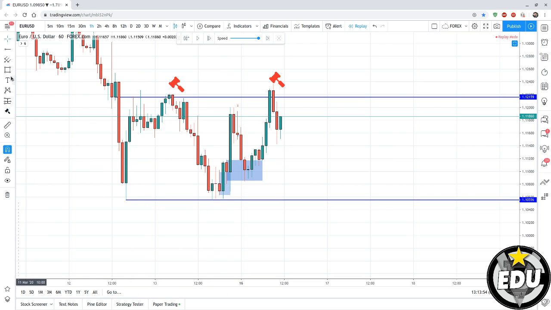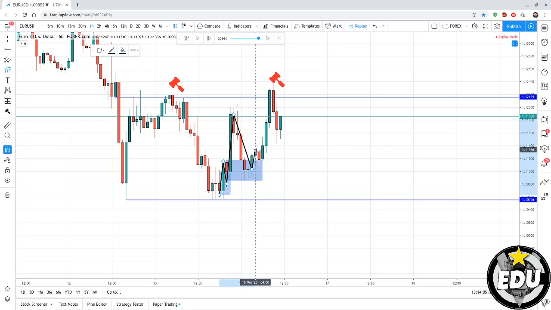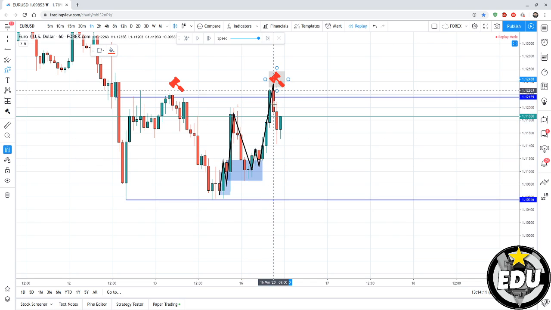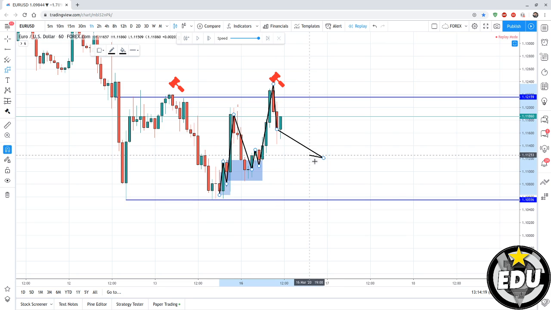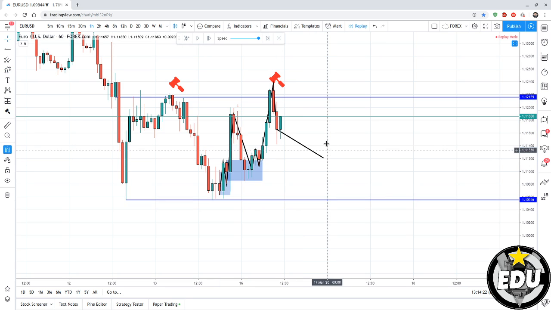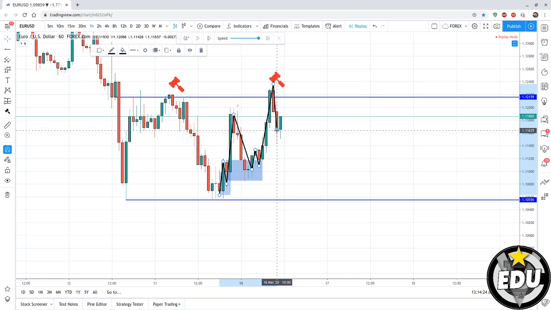So the price goes up from the demand, comes back to retest demand and goes up, comes back to demand and goes up, comes back to demand and goes up, comes back to demand here or not. No, it didn't come back to demand. So now it's where we stop. Okay, here's where we stop.